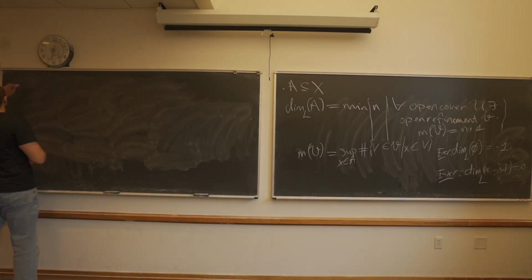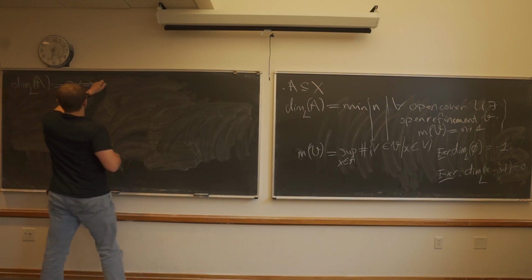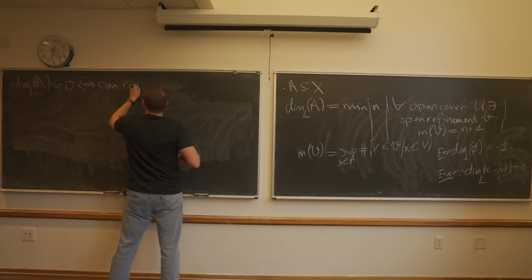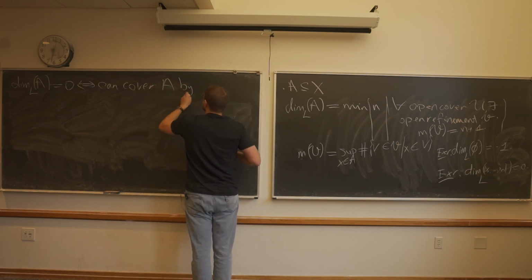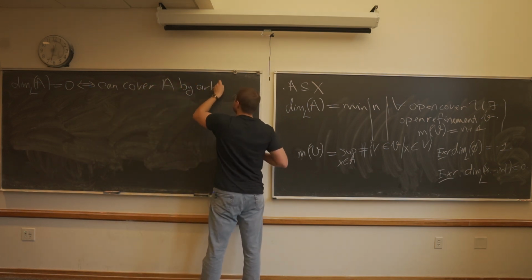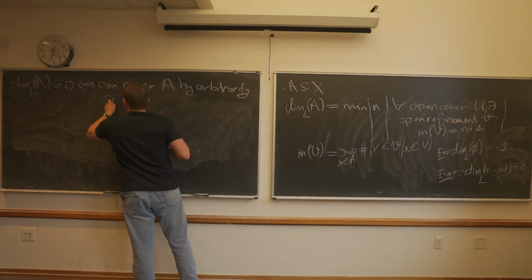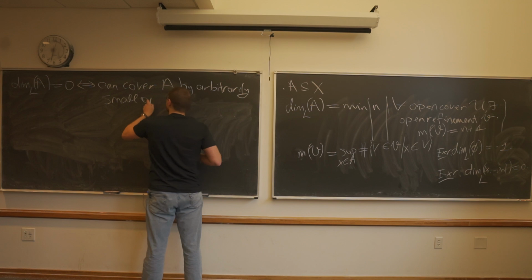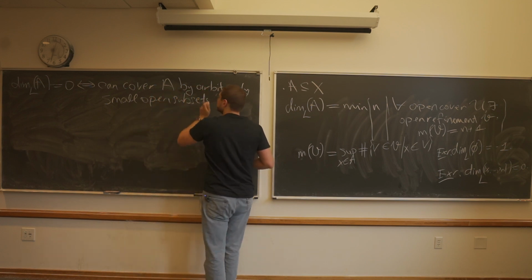So let's just write it like this. Can cover A by arbitrarily small open subsets that don't intersect.